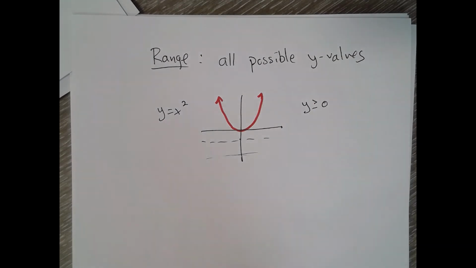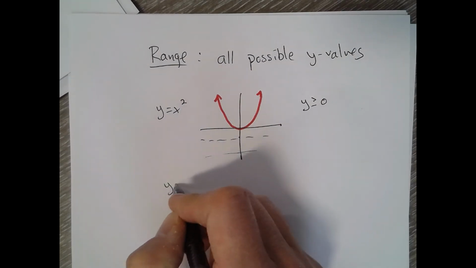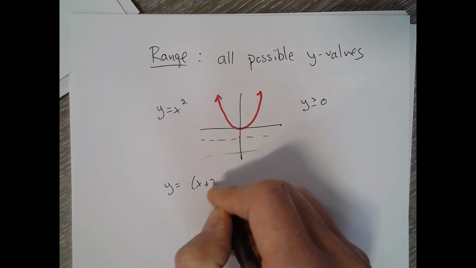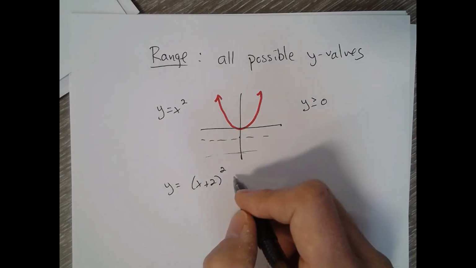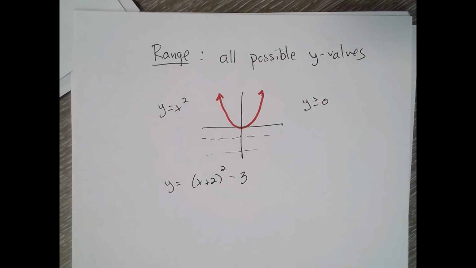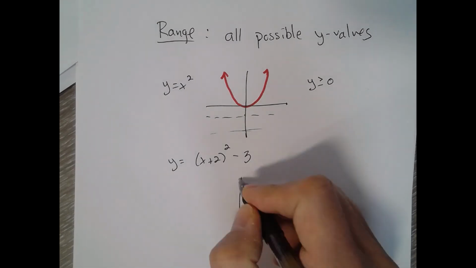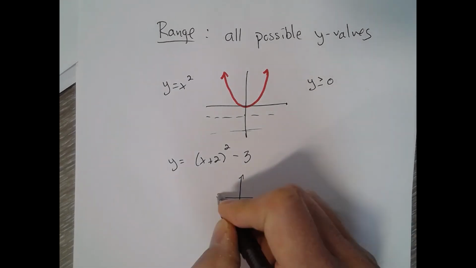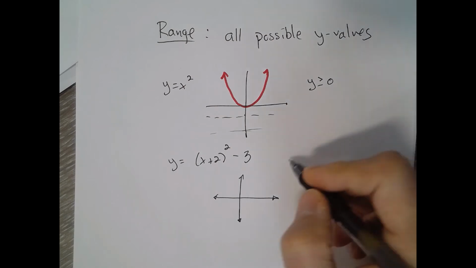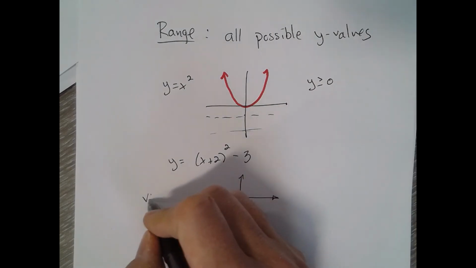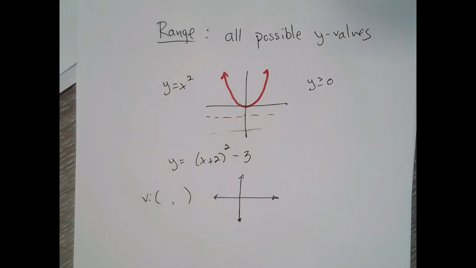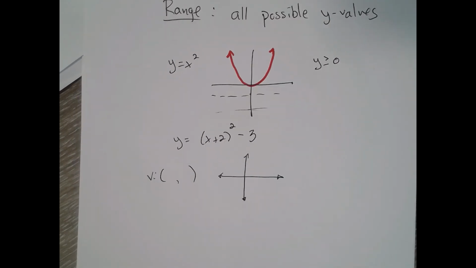If I looked at this parabola, y equals (x plus 2) squared minus 3, and I was going to make a sketch of it, I could find the vertex. Can anybody tell me what the vertex is of this parabola? I'd be impressed if anybody could do that.